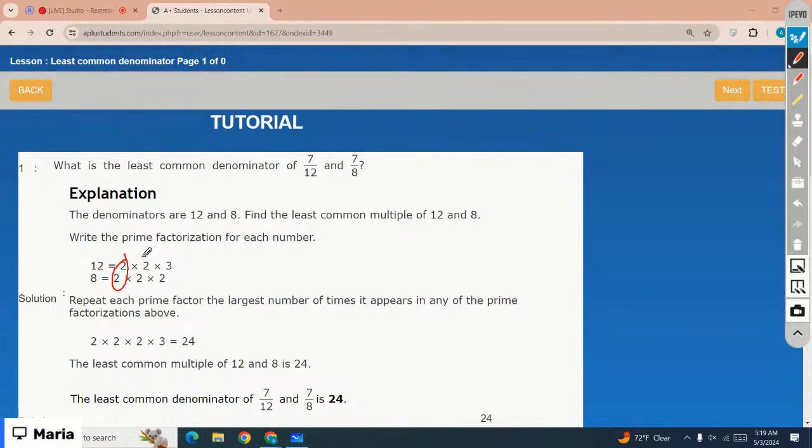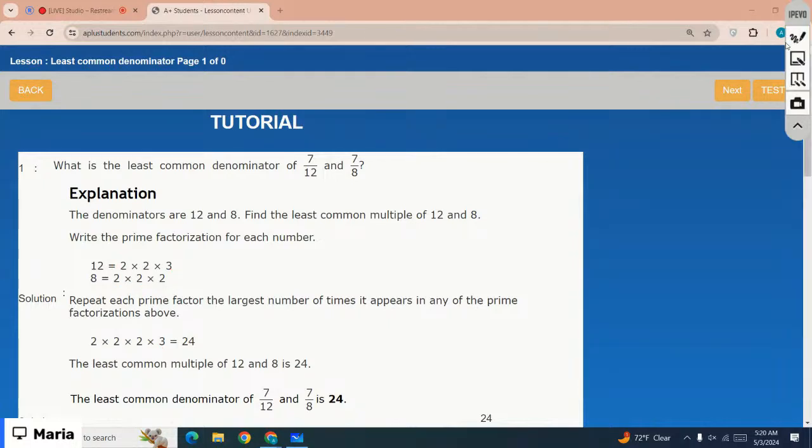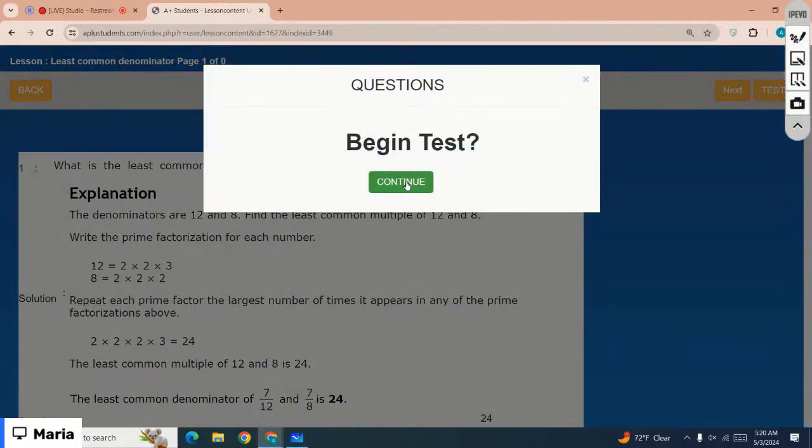factors. This is the common factor and this is the common factor, so these two factors are the common ones. Then the non-common factors are 2 and 3. They are 2 times 3. You have to multiply them. That is 24. So 24 is the least common denominator of 7 over 12 and 7 over 8. Right? Let's just start with the practice questions. You can have a look at them by yourself later today. They are already solved.